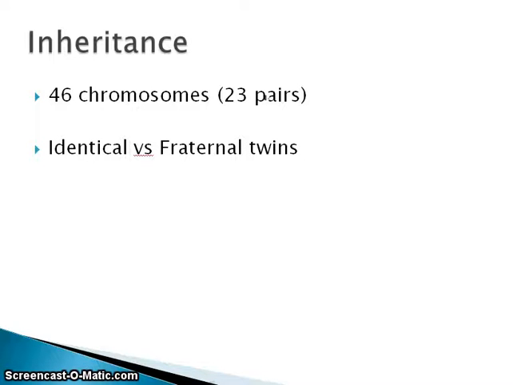Alright, by this point we've talked a lot about Punnett squares and how you inherit genes from your parents. Make sure you know that there are 46 chromosomes, meaning 23 pairs in a human being. That 23rd pair is not always identical. It's not homologous like the first 22, because that 23rd pair determines the gender or sex of the individual.